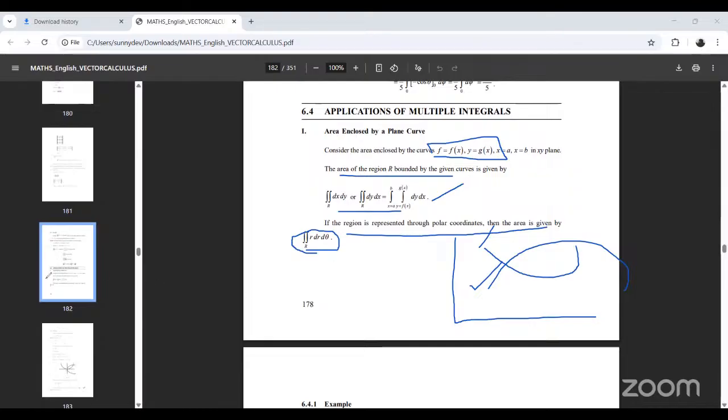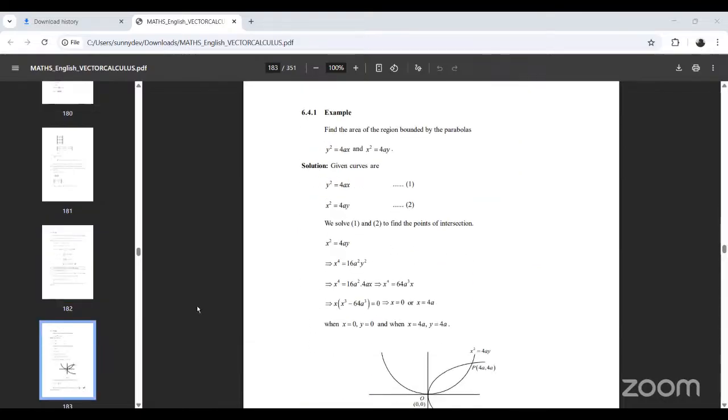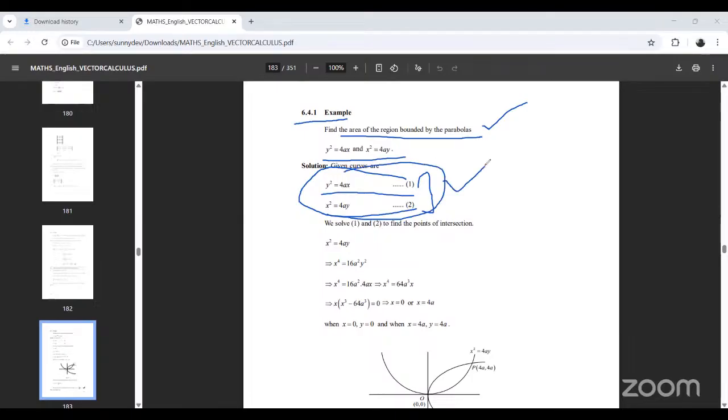Now let's see one example. 6.4.1. Find the area of the region bounded by the parabolas y square equal to 4ax and x square equal to 4ay. Now we need to find the points of intersection of these two curves. So we have to solve these two equations. Then we are getting the points of intersection.